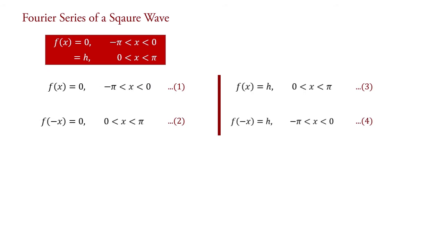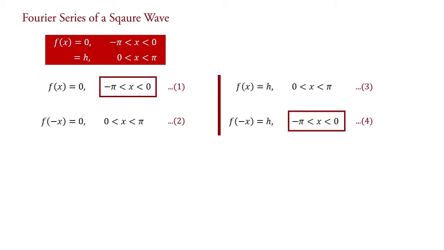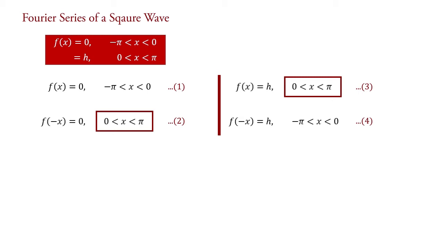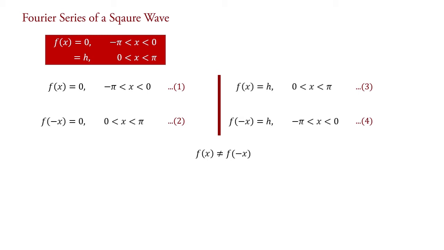From equations 1 and 4, we find that the function is not the same for the same interval, that is, the interval minus pi less than x less than 0. Similarly, from equations 2 and 3, we also find that the function is not the same for the same interval, that is, 0 less than x less than pi. It means f of x is not equal to f of minus x and f of x is not equal to minus f of minus x. Therefore, the function f(x) is neither even nor odd.